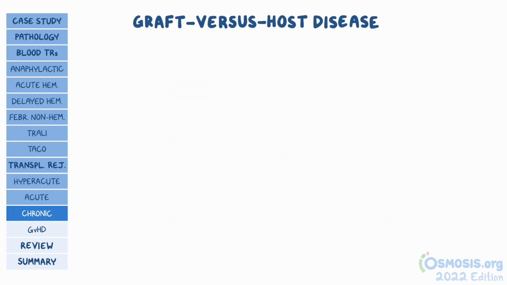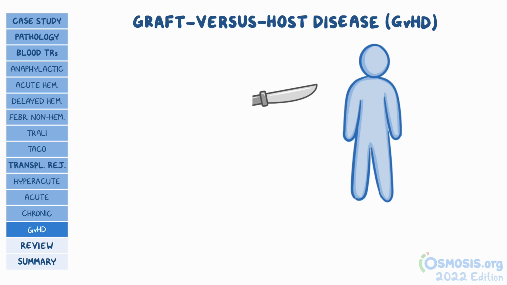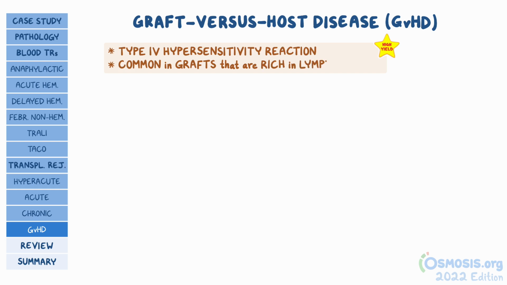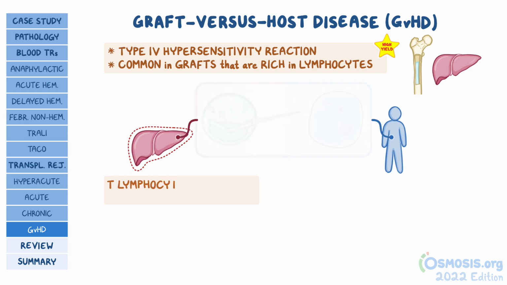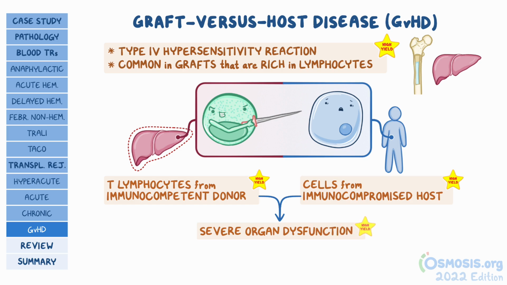Okay, finally, there's graft versus host disease, or GVHD for short, which is similar to transplant rejection, but works the other way around. In other words, it's the graft that's rejecting the recipient or host. Graft versus host disease is a type 4 hypersensitivity reaction that's especially common with grafts that are rich in lymphocytes, such as the bone marrow or liver. What happens is that the T lymphocytes from an immunocompetent donor attack the cells of the immunocompromised host, causing severe organ dysfunction.